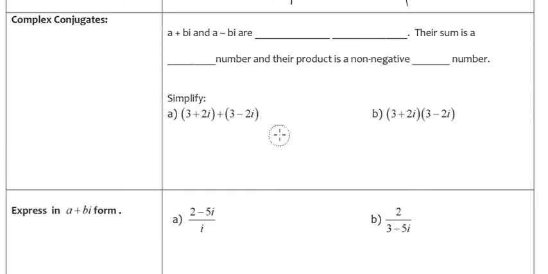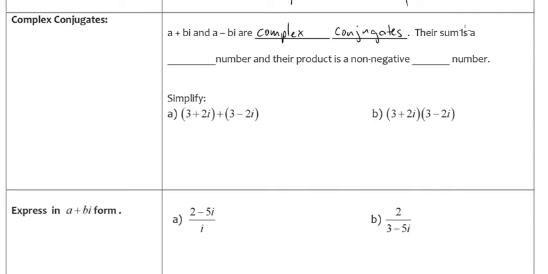Alright, so next box here, this is the second box on the back page of the 1-5 notes, and it says complex conjugates. And so here's our generic form. A plus bi, so remember a is a constant and b is our coefficient with the imaginary term. So a plus bi and a minus bi are complex conjugates.